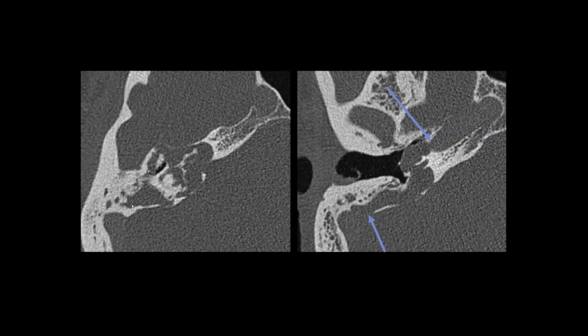And then this is just another case, very extensive cholesteatoma. You can see this well-defined lobulated lesion eroding much of the temporal bone here. These are two axial CT images of the right temporal bone. And here, this is where the internal auditory canal would be. So you can see it's completely eroding the anterior and posterior walls.